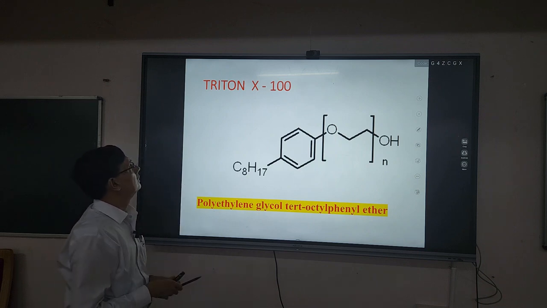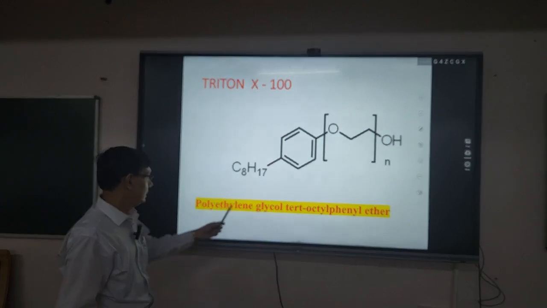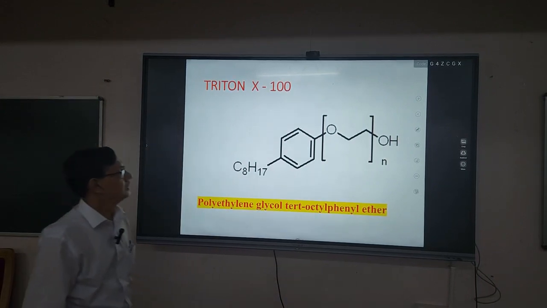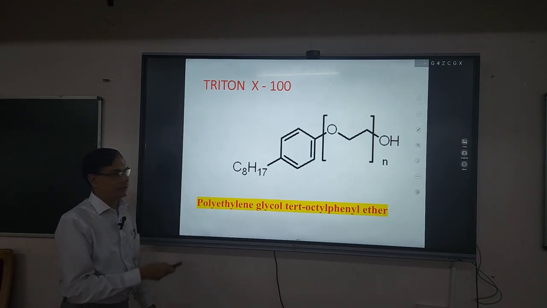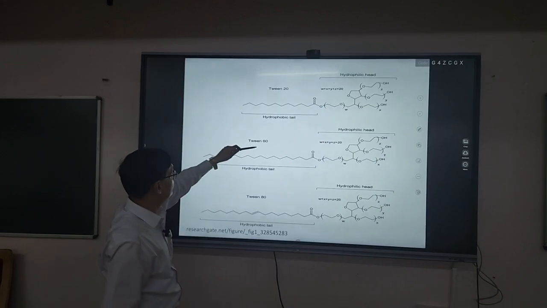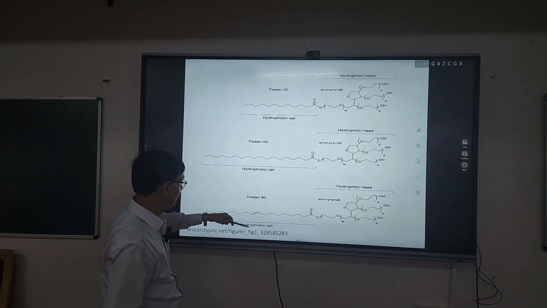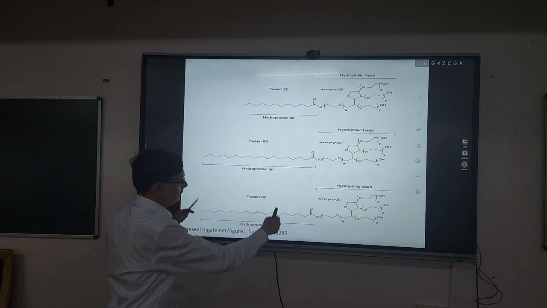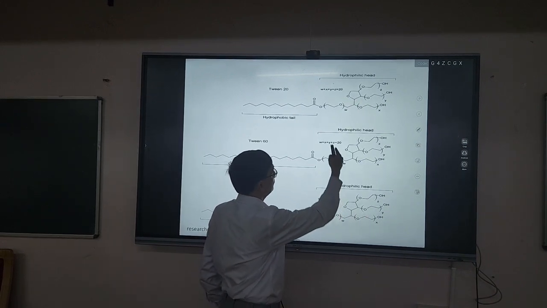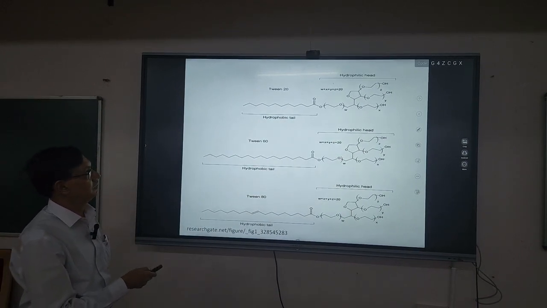And in your practical classes, in your research work, we generally use the most common surfactant, that is called Triton X-100. This is polyethylene glycol tertiary octyl phenyl ether. So this is the example of the Triton X. These are some examples of Tween 20, 1060, 1080. You see that it depends upon the tail, it depends upon the value of this W and X. Like that, we can classify it.